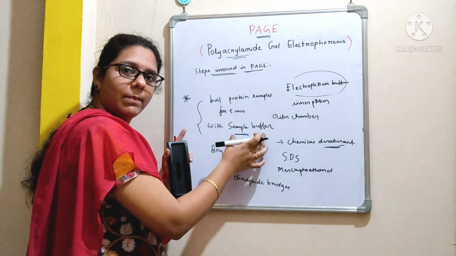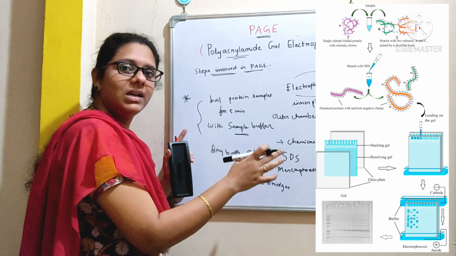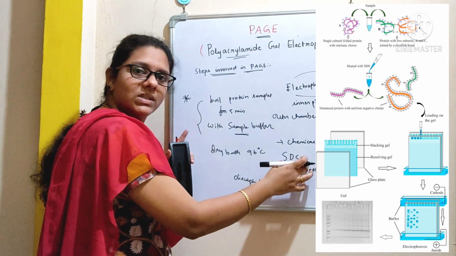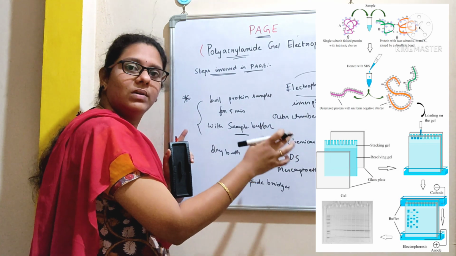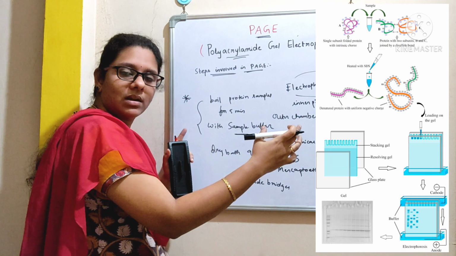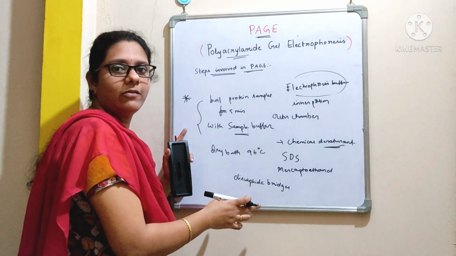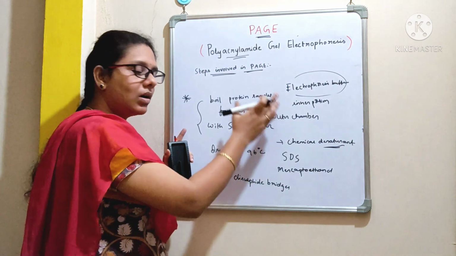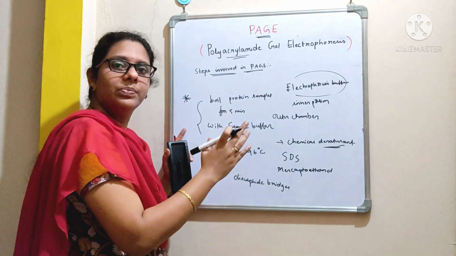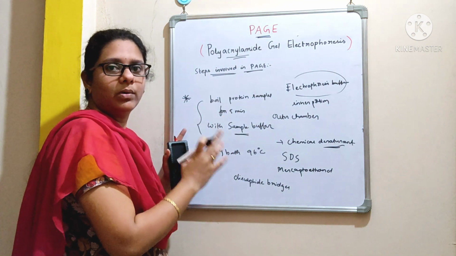So what is the role of the sample buffer here? It is going to denature the protein. SDS, which is an anionic detergent, is going to denature the secondary and tertiary structure of a protein, and the mercaptoethanol will reduce the disulfide bridges. So here we are going to achieve the denaturation of a protein.